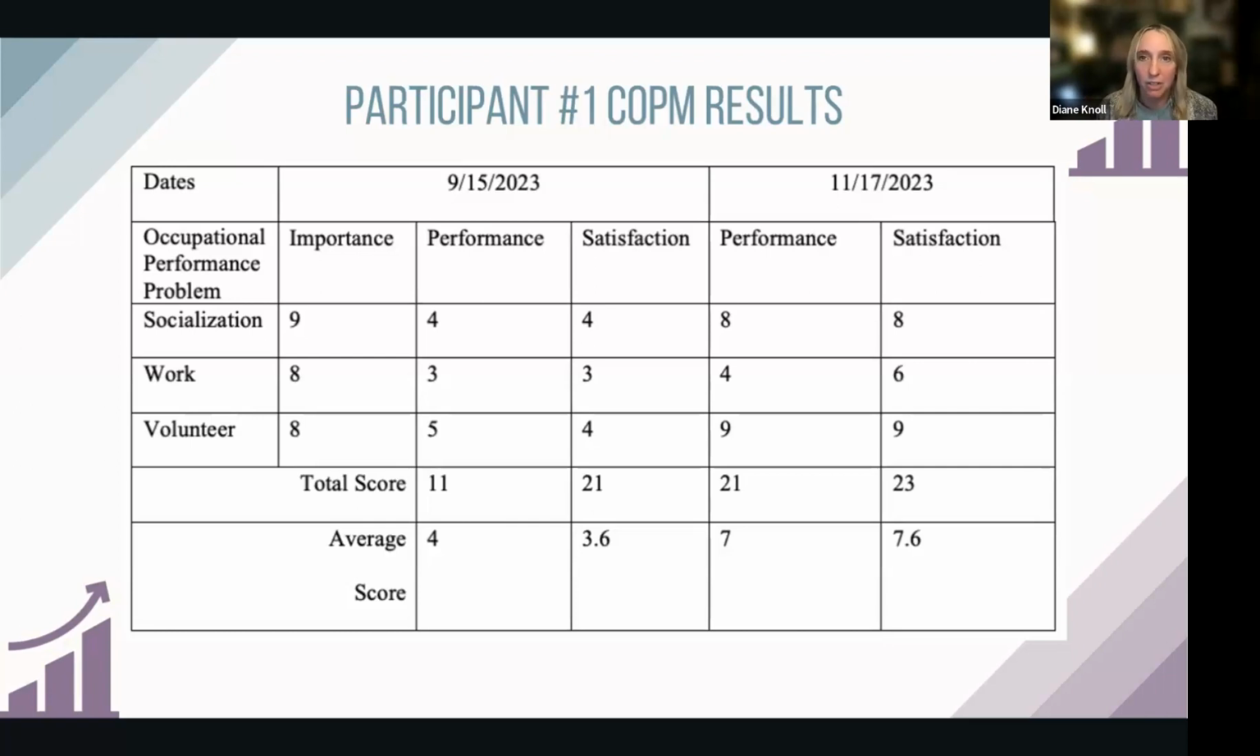And then when we finished in November through the full program, you can see those scores. Socialization, which was ranked the highest for him, doubled, and the satisfaction with that did as well. Work, because he's more freelance, had some small changes, but that one was probably the least impacted. And then volunteering, because he felt more comfortable being social, he was able to volunteer more, and so those scores really went up again.